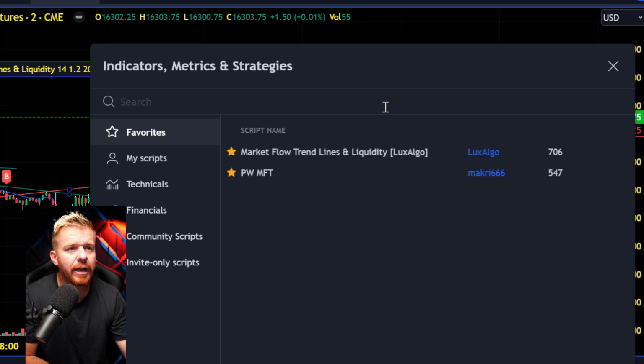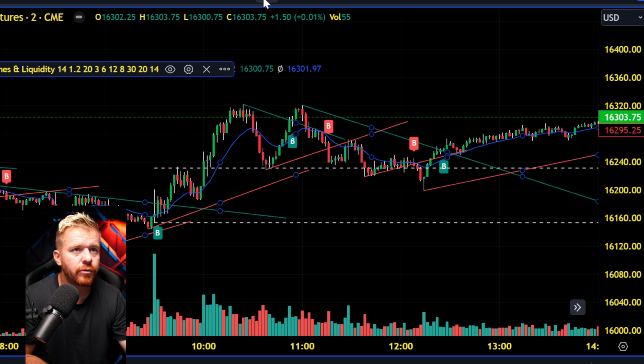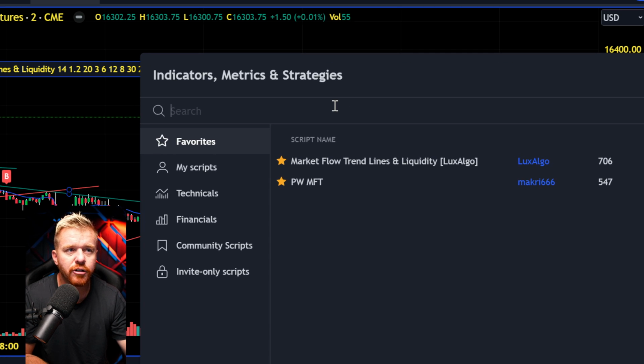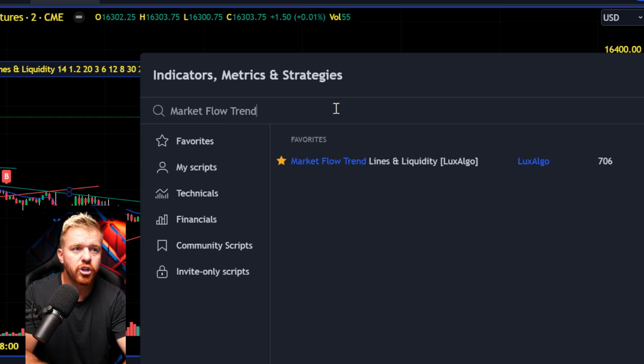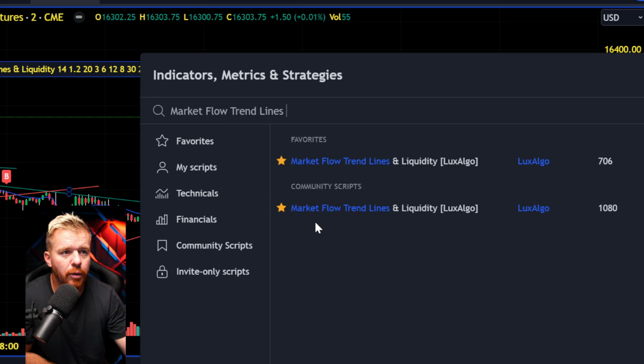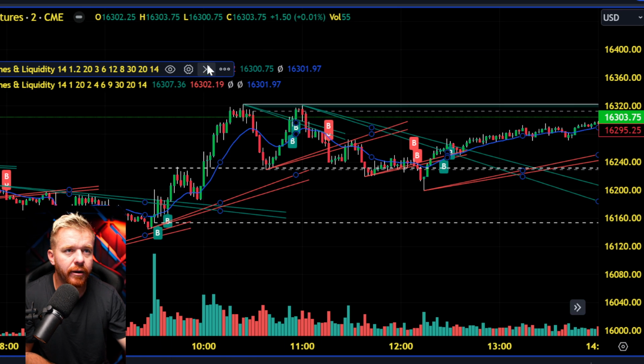So all you've got to do is go to TradingView, right? You guys know how to pull it up. Go to your indicators, metrics, and strategies. Type in market, flow, trend lines, and liquidity. It'll pop up right there: Market Flow, Trend Lines, and Liquidity, by LuxAlgo. Go ahead and click on it. It'll pop up there on the screen.